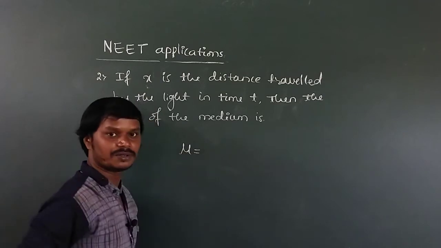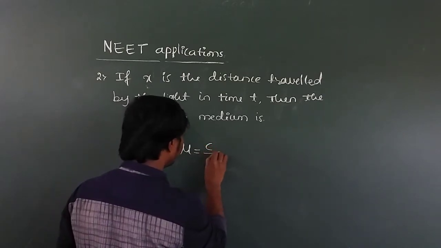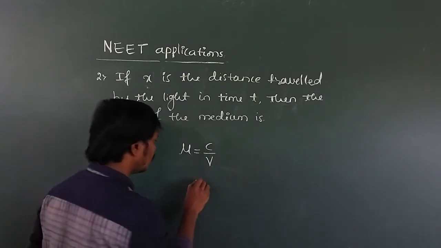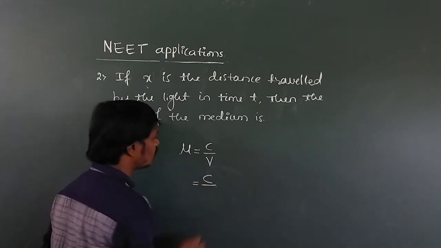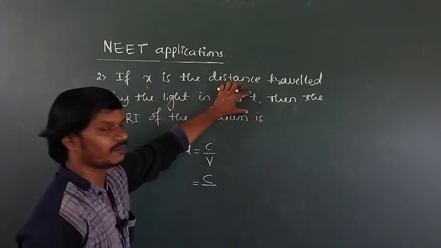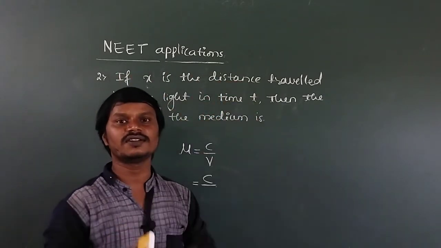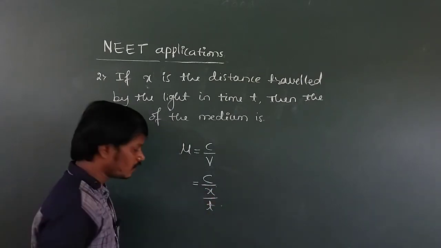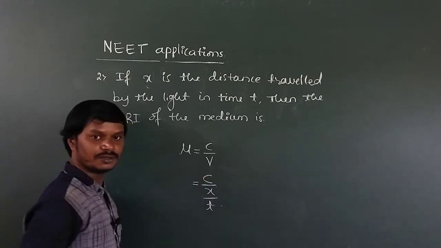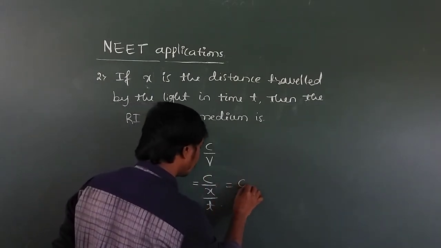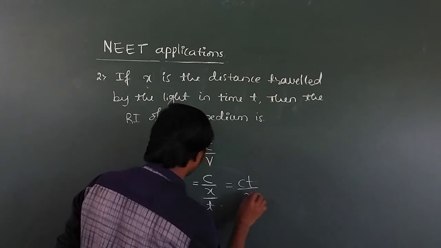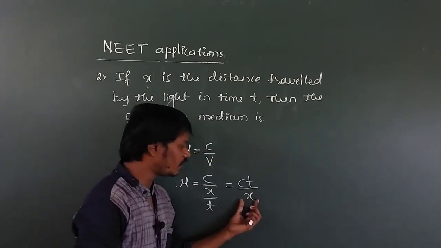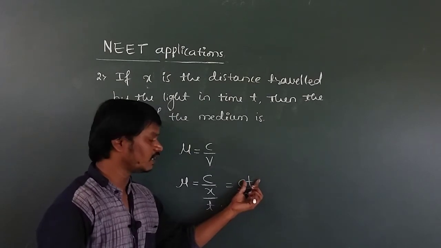That is, mu is equal to C by V, meaning the speed of light in vacuum to the speed of light in a medium. Now V is nothing but distance traveled divided by time taken. What is velocity? It is the distance traveled divided by time taken, that is x by t. Let us take this t to the numerator. Now it is ct by x. This is the formula used to find the refractive index if the distance traveled by the light and the time taken by the light are given.